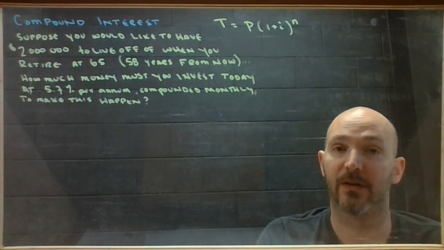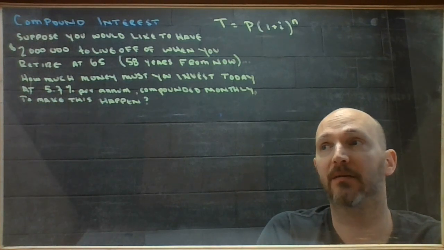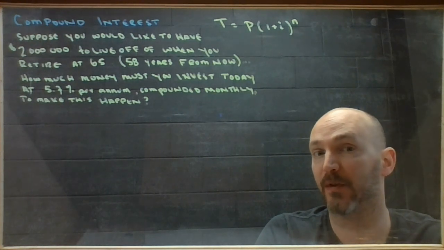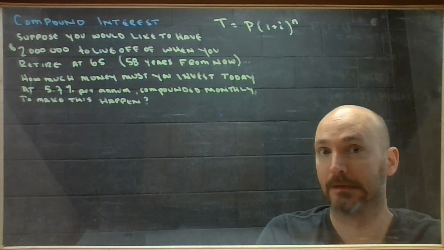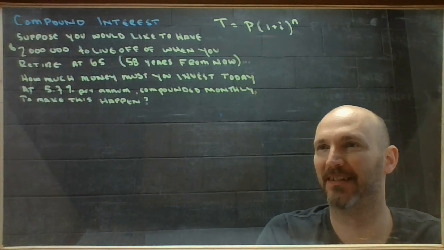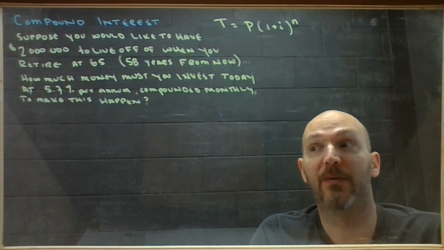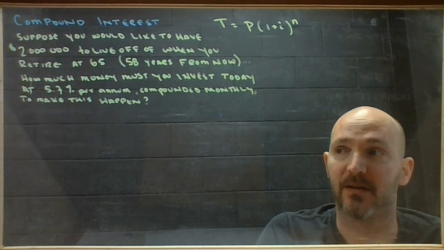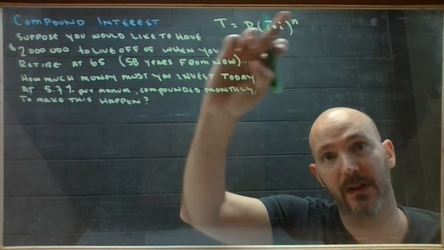So we've got a new question here. Suppose you would like to have $2 million to live off of when you retire at 65, which for you, if you are in grade 11, will be 58 years from now. Feels like a long time. That's because it is. How much money must you invest today at 5.7% per annum compounded monthly to make this happen?